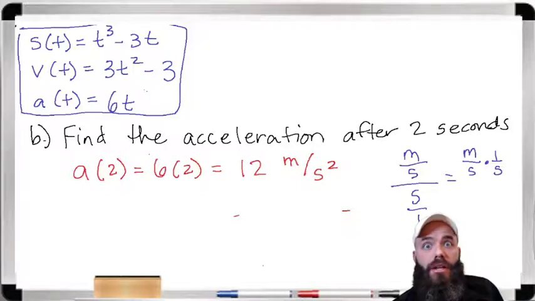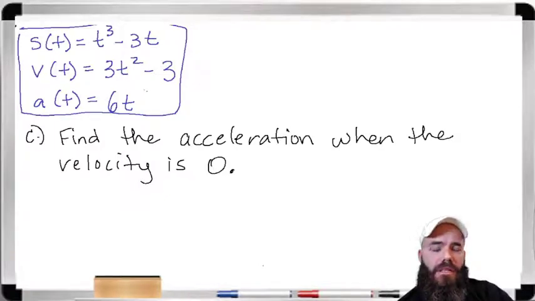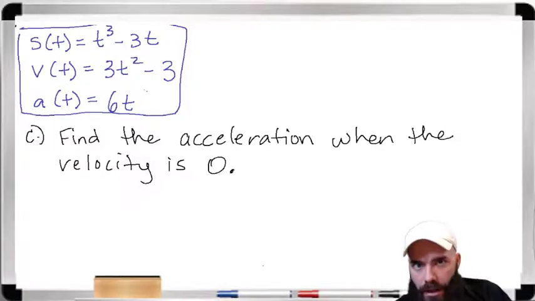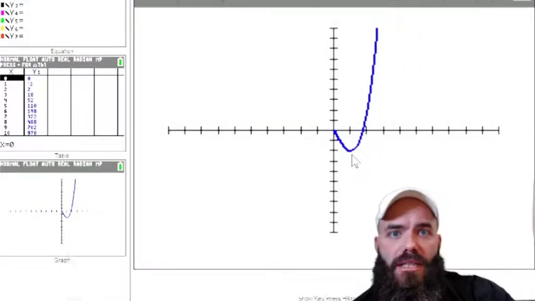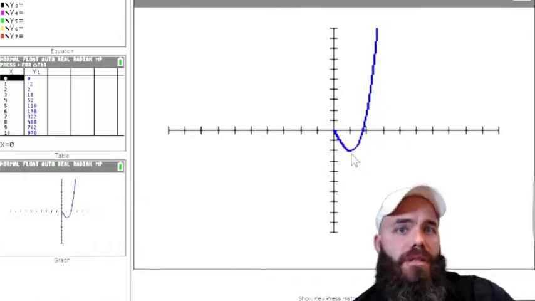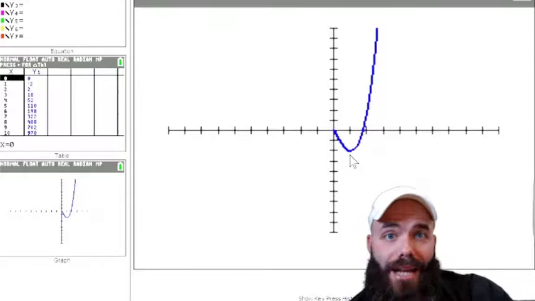All right, let's look at another one. All right, so the third question is going to say find the acceleration when the velocity is 0. So if we interpret that, the distance over the time is 0, right? So think about what that means. Your speed would be 0 at that particular moment. When the velocity equals 0, that's representative of where a horizontal tangent line lies.